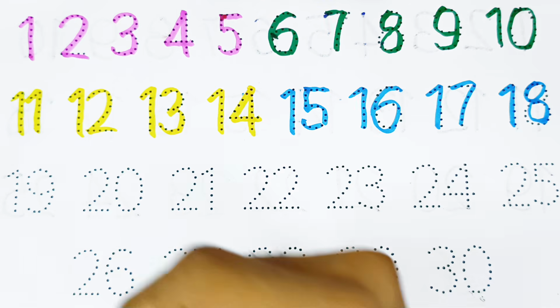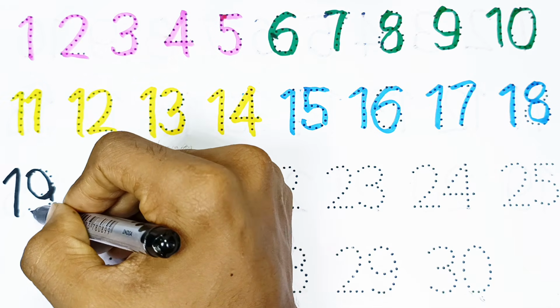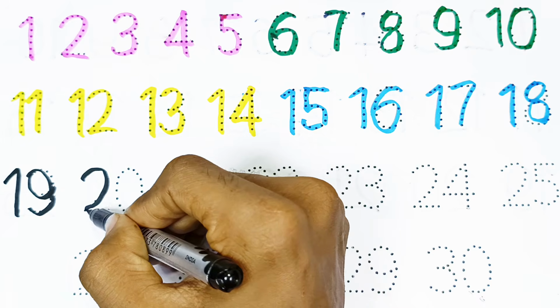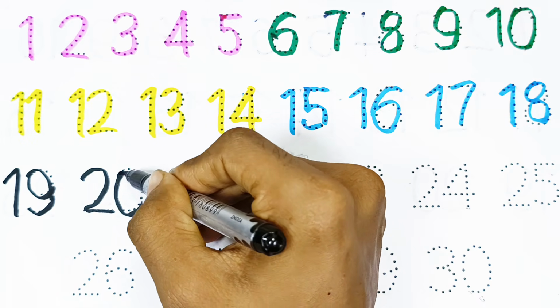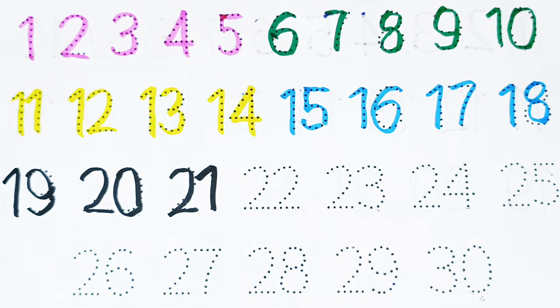The numbers of 19, 20, 21. Kids, now you draw 22.